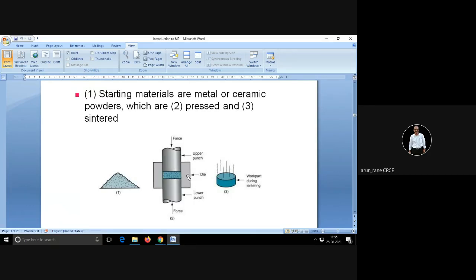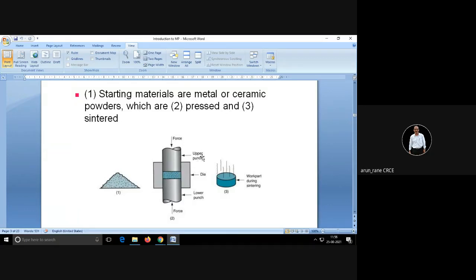Let us assume that this die has a round shape. Obviously, the punch will also have a round shape. There are two punches. Usually, the lower punch is stationary. Assume that the lower punch is at this height, which has already gone inside the die. Imagine that the upper punch is somewhere here at the top. So how does the cycle begin? You have a die, you have a lower punch, and right now there is nothing inside.